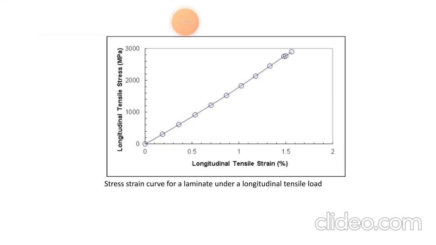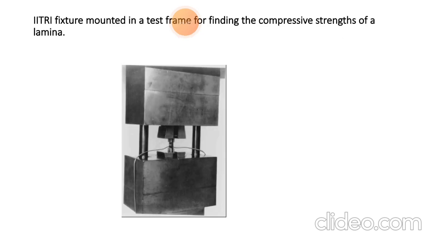See the longitudinal tensile stress versus longitudinal tensile strain. Strain in percentage and stress in megapascals are shown. Both increase simultaneously in the same proportion. Next, the picture shows the specimen mounted on the test frame for finding the compressive strength of a lamina.